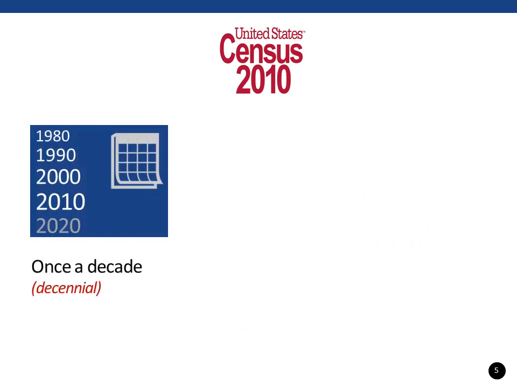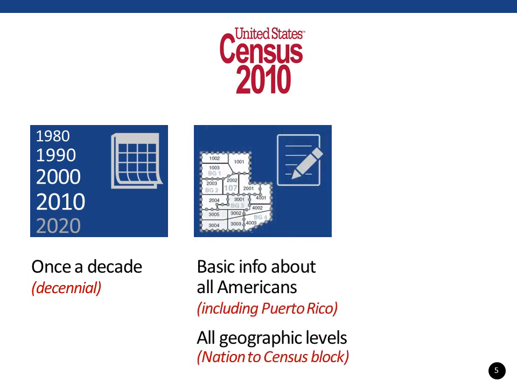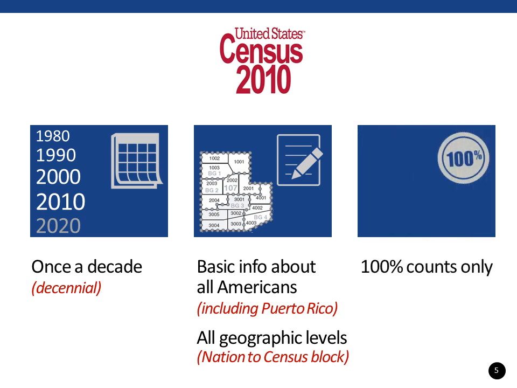The U.S. Census is a historic snapshot of our nation that is conducted every 10 years. It provides basic population characteristics at all geographic levels of the census across the U.S. and Puerto Rico. As of 2010, the U.S. Census data includes only 100% counts, unlike earlier censuses which provided sample-based estimates about the ways people live.